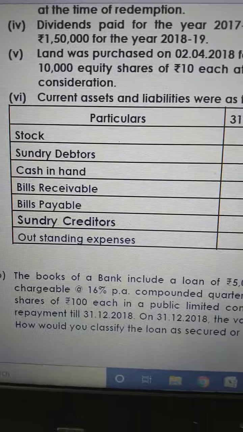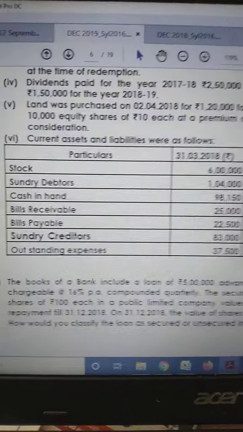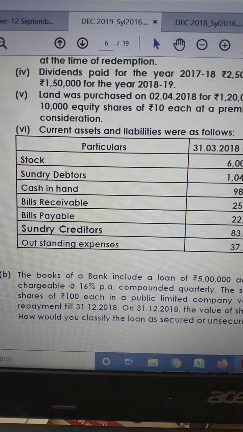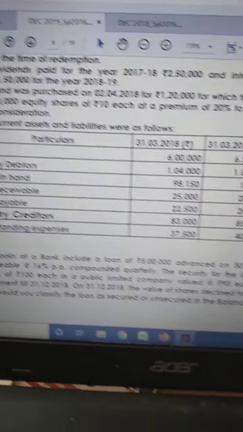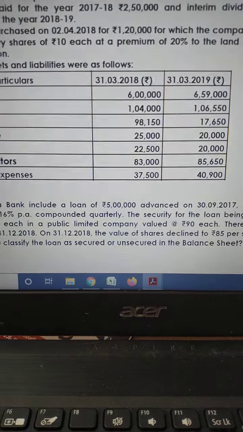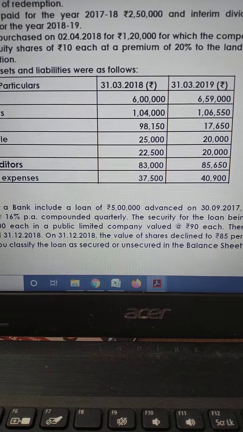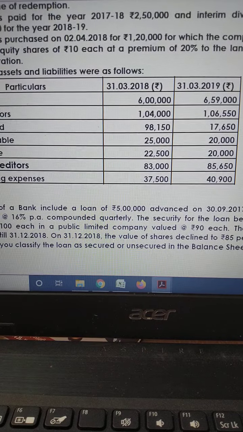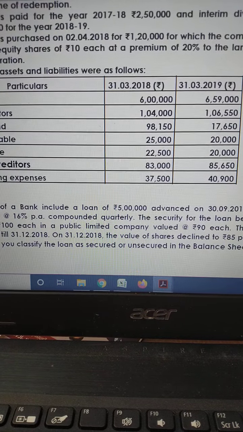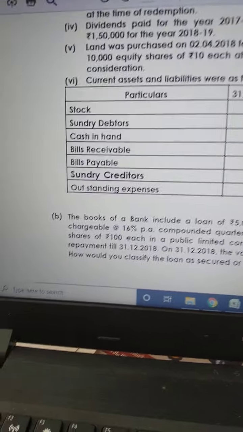Then what is the next item? Cash in hand. Cash in hand you have to ignore. That is because the reason of cash flow statement is we have to prepare opening cash balance during the year. How much cash flow movement? Opening cash balance plus during the year cash flow movement equal to closing cash balance. We have to get this answer. 98,150, 17,650. After our workings we have to get this answer.